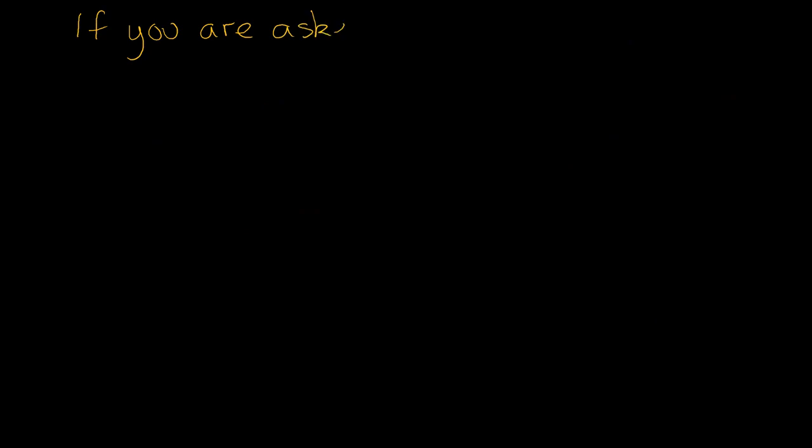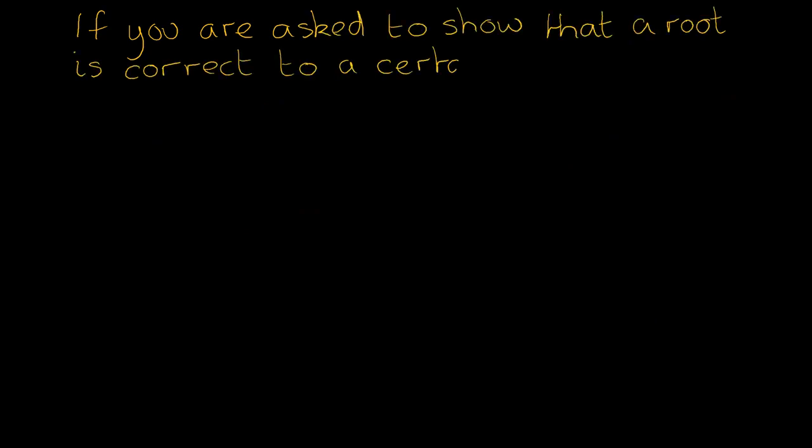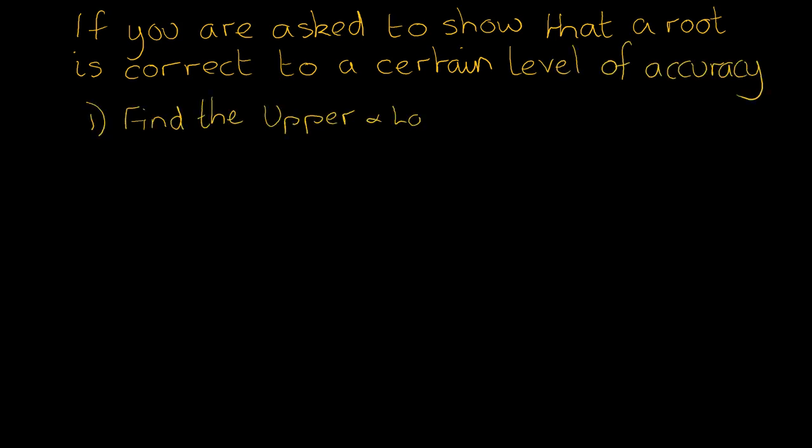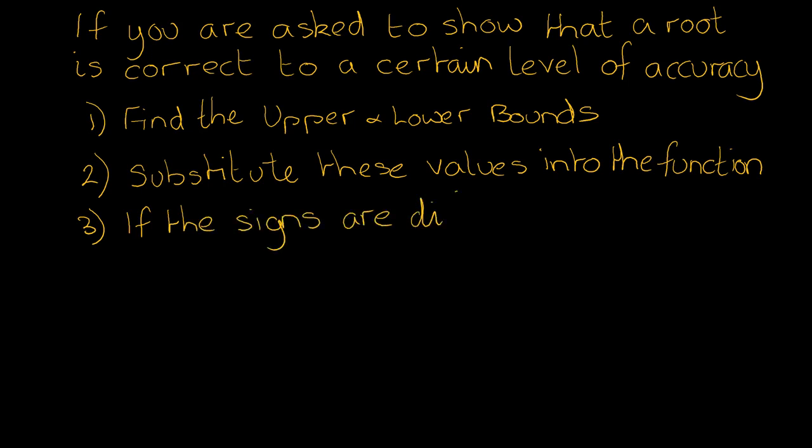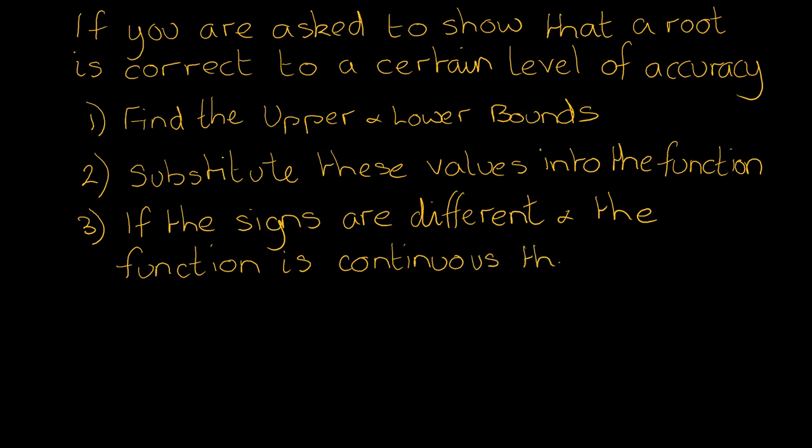If you are asked to show that a root is correct to a certain level of accuracy, first, find the upper and lower bounds. Second, substitute these values into the function. Then, if the signs are different and the function is continuous, it is correct.